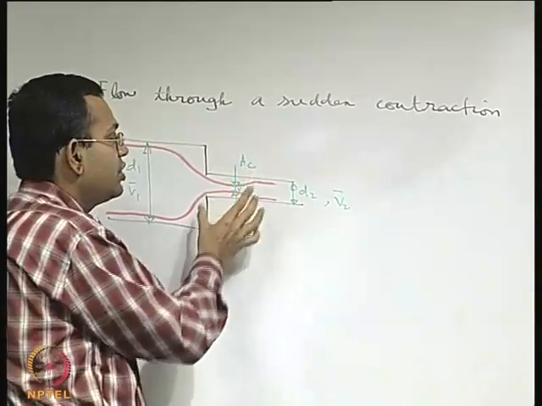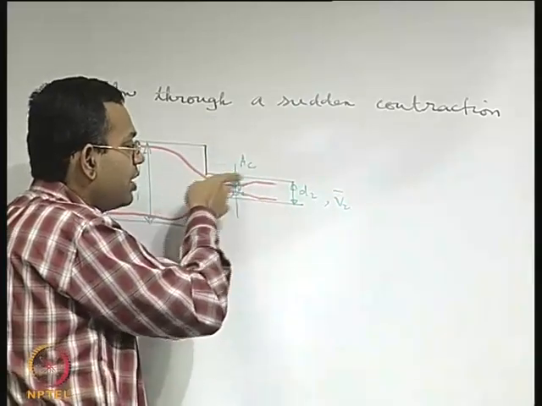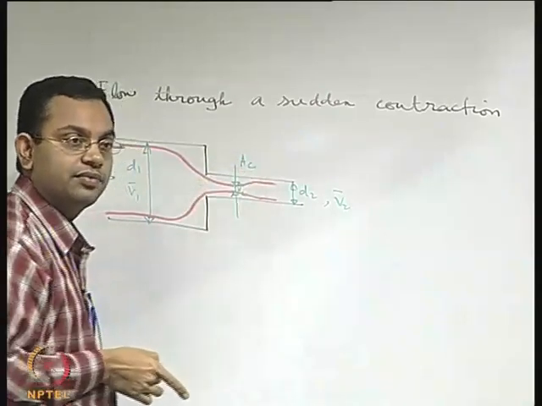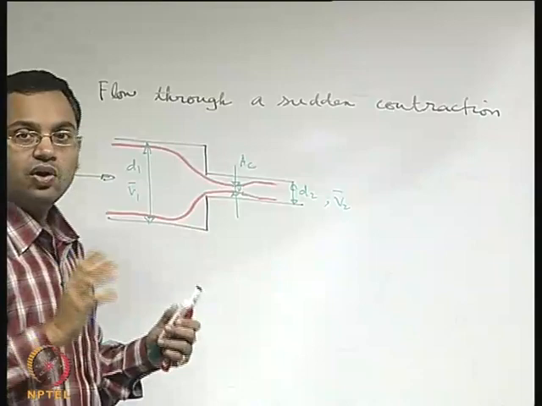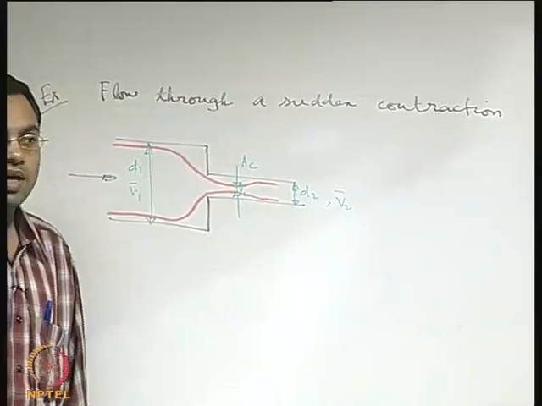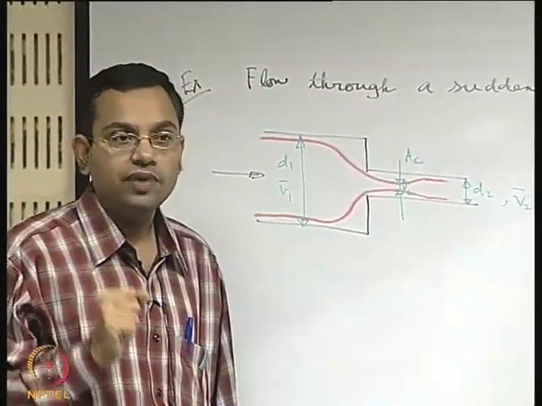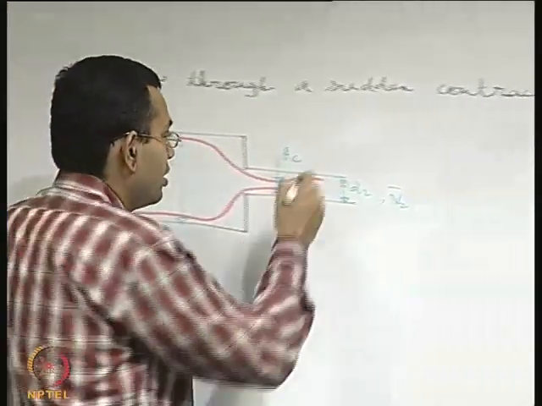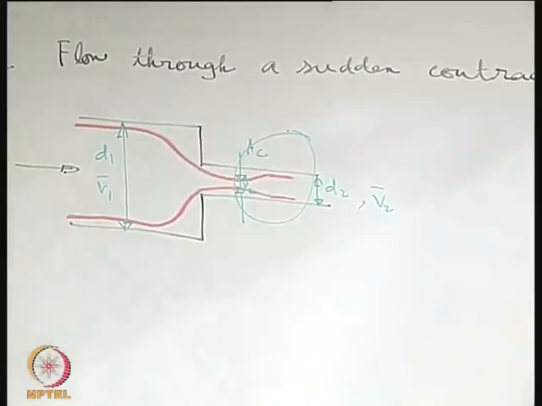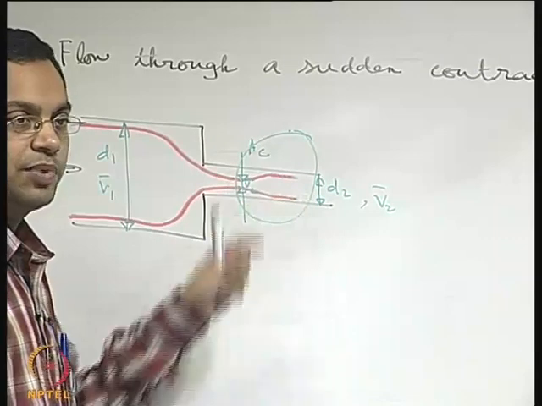So it is not a geometrical expansion induced by the configuration of the system, but an expansion in the configuration of the streamlines. Whatever losses there may be can be attributed to that expansion. So somewhat non-intuitively, the loss for flow through a sudden contraction is basically because of an expansion. The loss is mainly attributed to whatever is happening here, which is nothing but an expansion. So whatever expression we derived for loss because of sudden expansion, the same expression we may apply here.